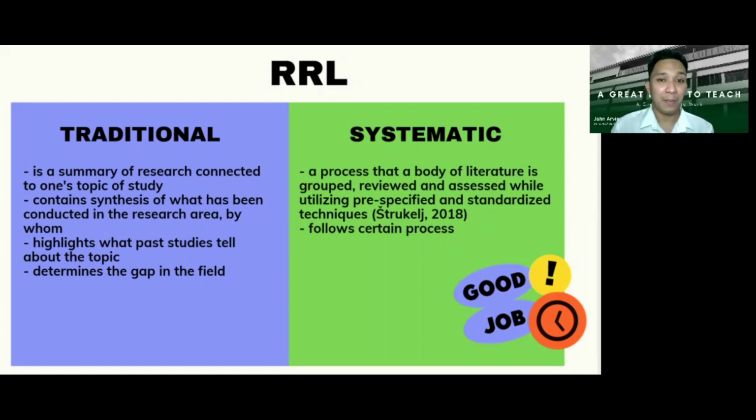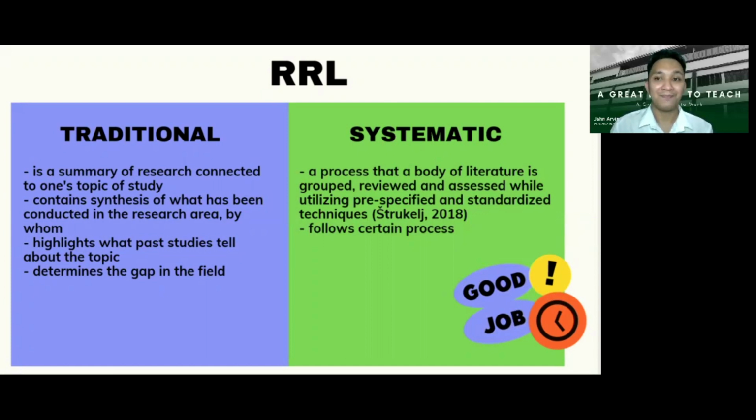While the systematic way of creating an RRL follows a certain process, it is a methodological process in which a body of literature is grouped into a table, reviewed, and assessed while utilizing pre-specified and standardized techniques. It follows a certain protocol that helps the researcher further analyze the body of literature they want to include in their research paper. Again, systematic follows a certain process.